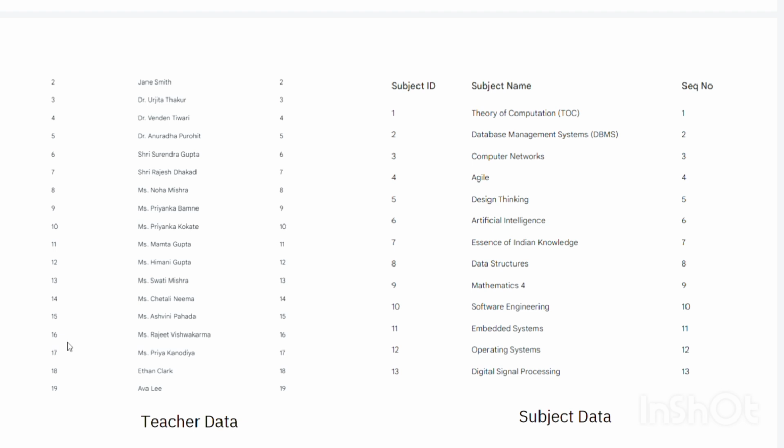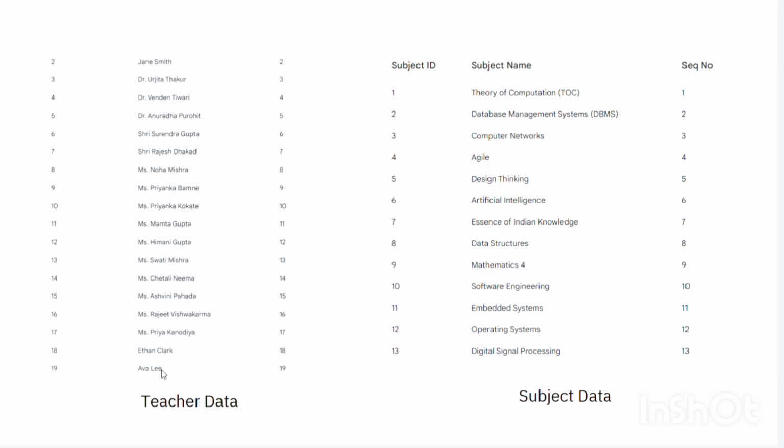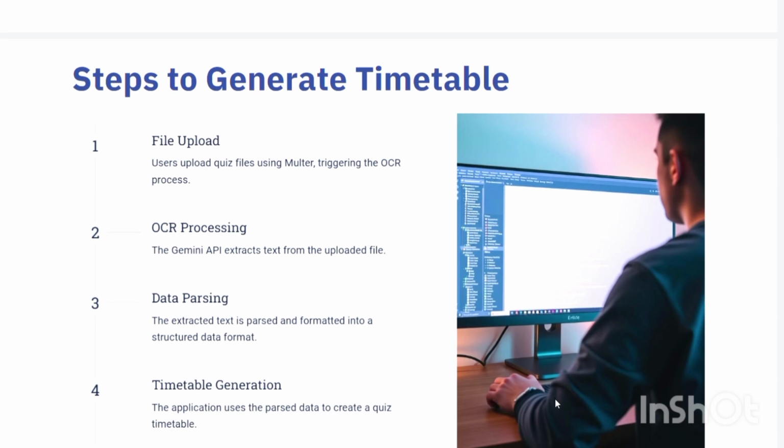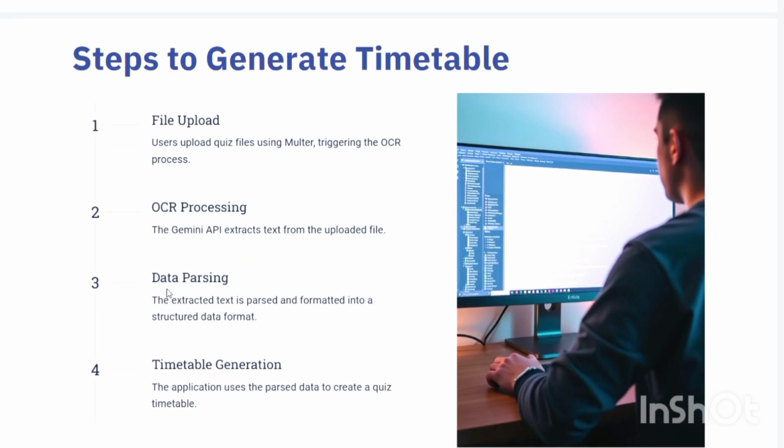For example, this teacher data I have uploaded. Then the Google Generative AI will extract all the names of the teachers and store them in some local variables in the backend, which are used in the future. And this works for subject data also. Then number 3 is the data parsing. For example, along with this image data, the user will provide some important information like the quiz date, the number of quizzes per date, room numbers, etc. So the data parsing will be done here.